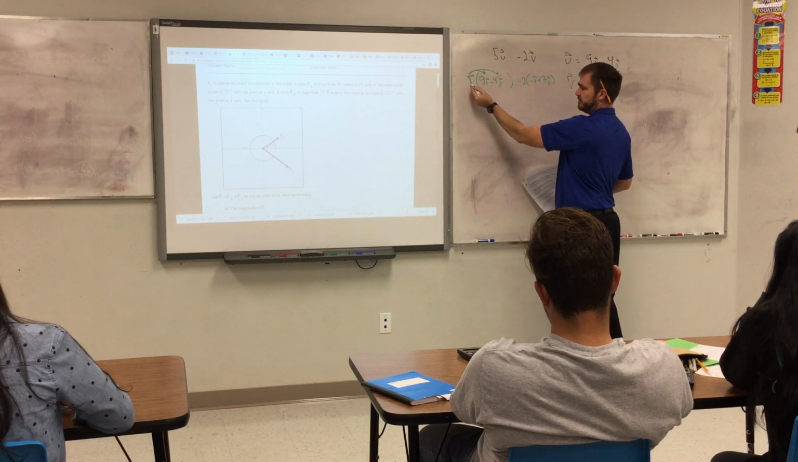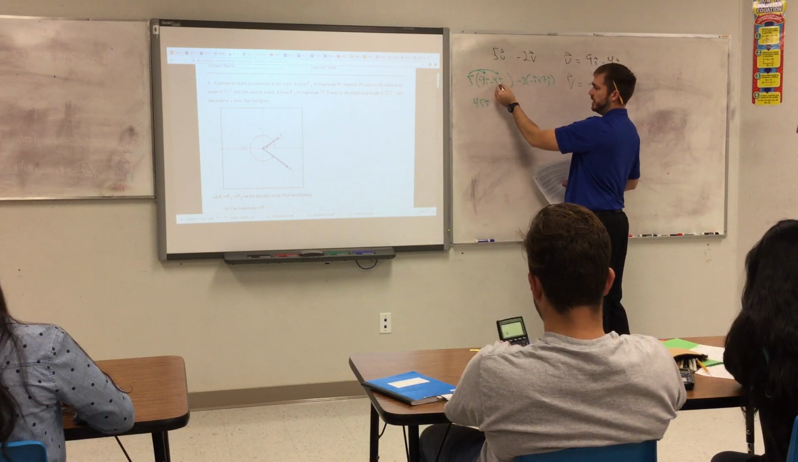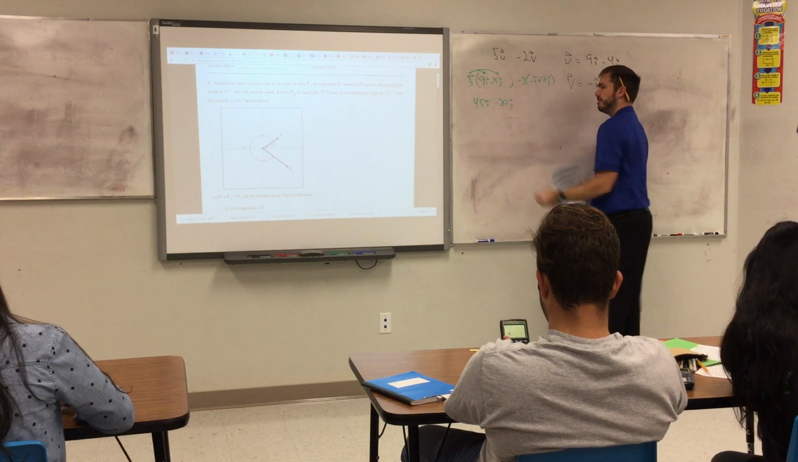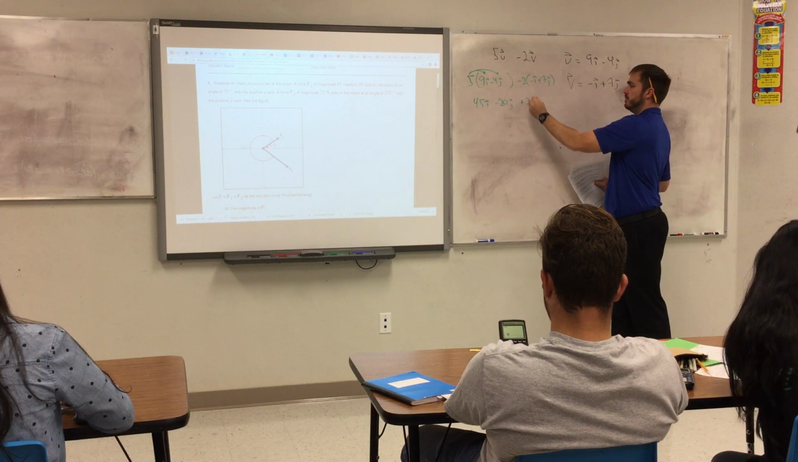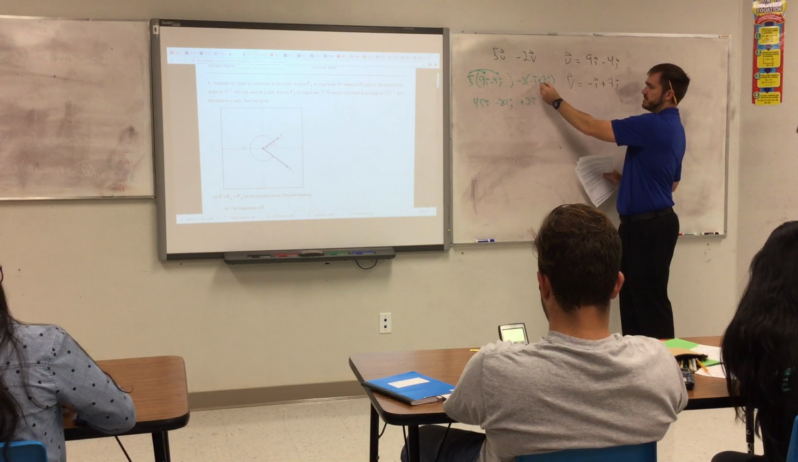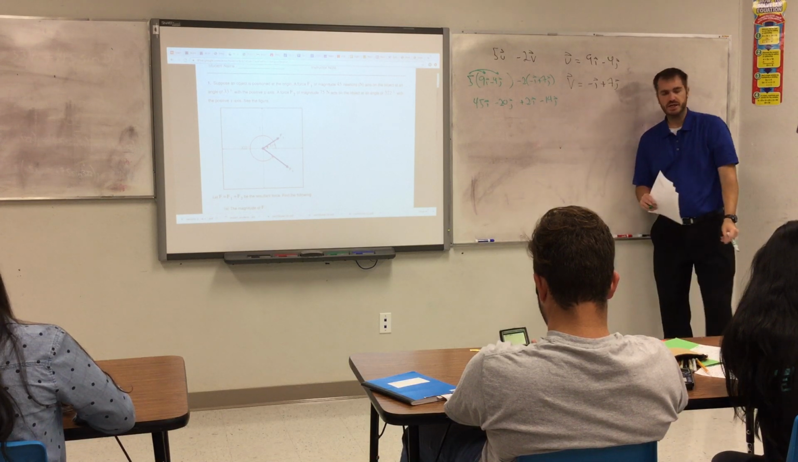So this is just going to be 5 times 9i, so 45i. 5 times negative 4j, so that's going to be negative 20j. This is a negative 2 times a negative 1, so it's going to be a plus 2i. A negative 2 times the positive 7j is going to be a negative 14j.